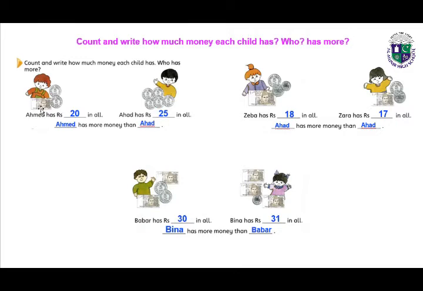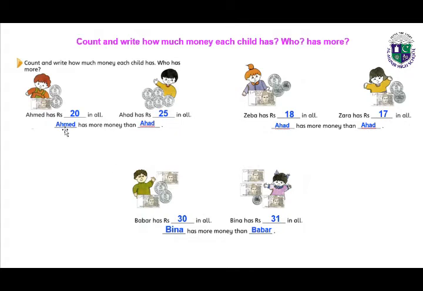Ahmed has one 10 rupee note and two 5 rupee notes. 10 and 5 is 15, and when we add 5 to 15 it becomes 20. So Ahmed has 20 rupees in all, and Ahad has 5 coins of 5 rupees. So 5 ones are 5, 10, 15, 20 and 25. So Ahmed has 20 rupees in all and Ahad has 25 rupees in all.